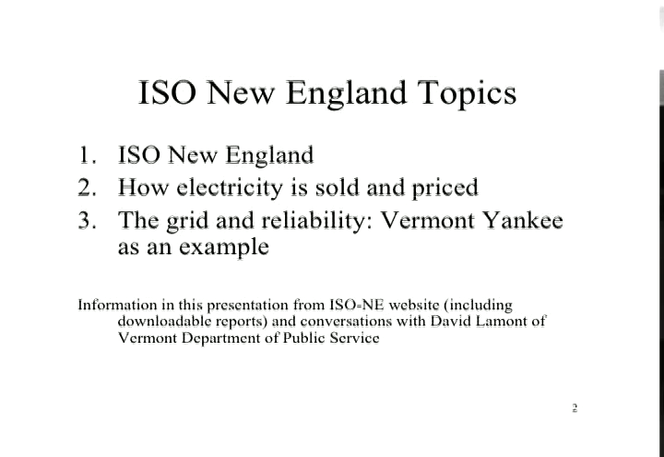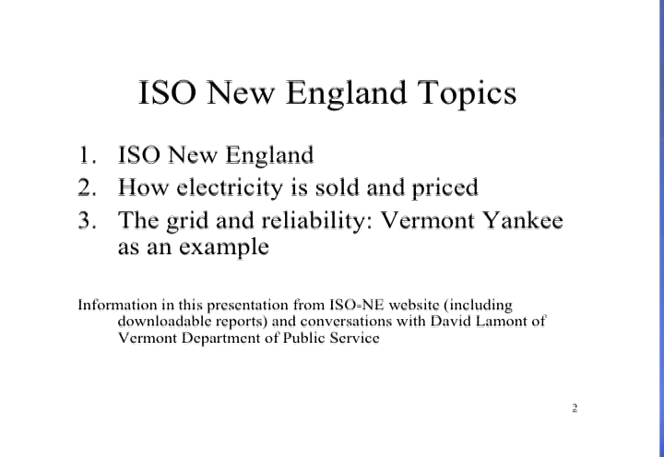Okay, so here are the three topics I'll be covering. The first is, what is ISO New England? And second is, how is electricity sold and priced? And the third is about the grid and reliability, with Vermont Yankee as an example.